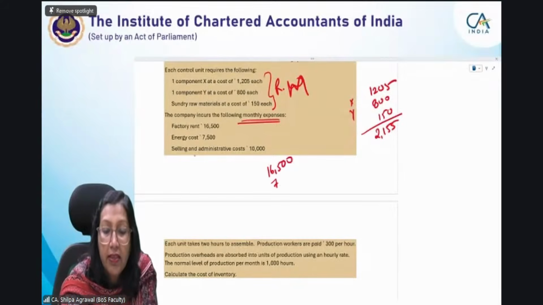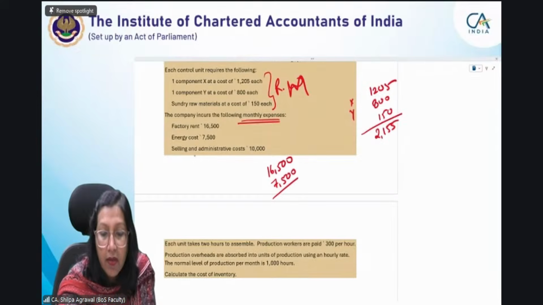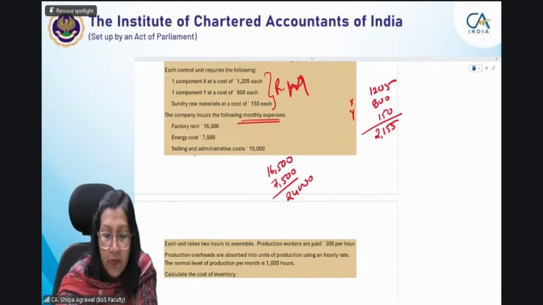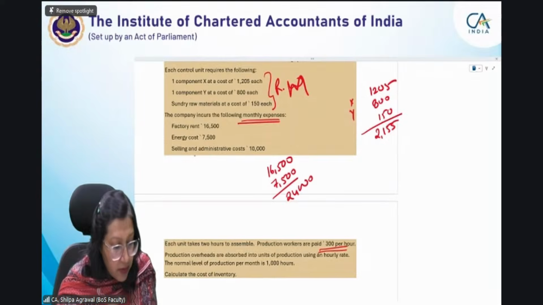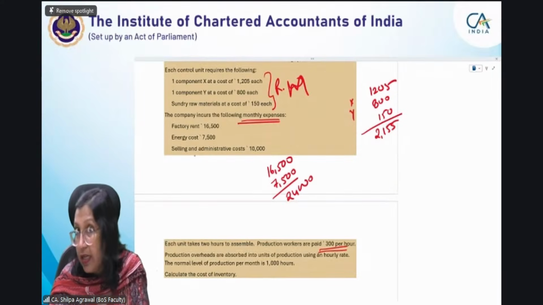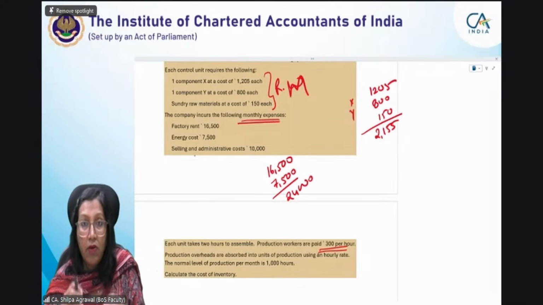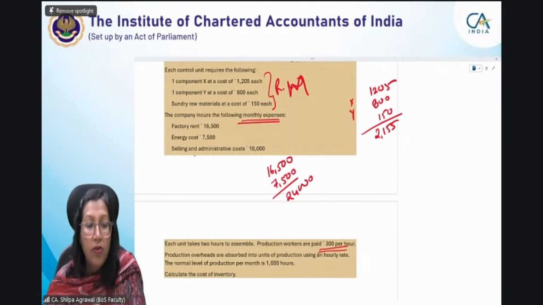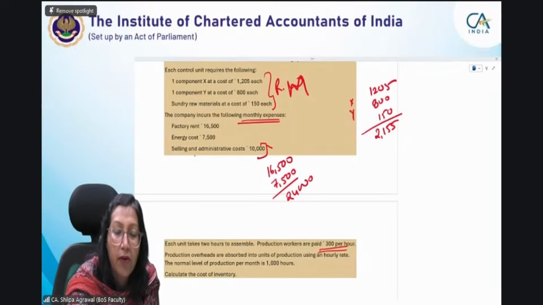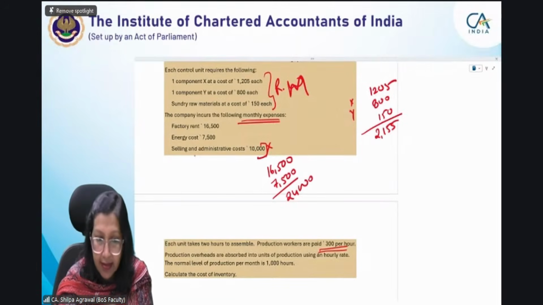Energy cost of 7,500. So total it comes to 24,000. And 24,000 is for your expenses for a total of 300 hours. Selling and administrative cost is also there, but we are not taking selling and administrative cost because they are not the cost which is used to bring the inventory to its location or for sale. So this is not forming part of your inventory cost. I'm not considering this. Factory rent and energy cost sum up, it comes to 24,000.